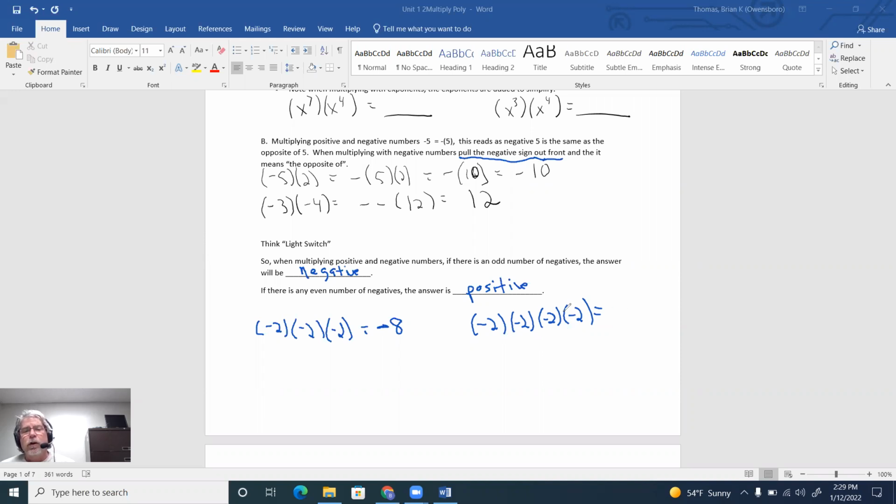So all I really got to do is do all this multiplication, and I can kind of do it in pairs. 2 times 2 is 4, 2 times 2 is 4, and 4 times 4 turns into 16. And as we said, 4 negatives make it a positive. So I kind of throw the negatives out, focus on just the numbers, and then come back and place the sign as a positive answer.